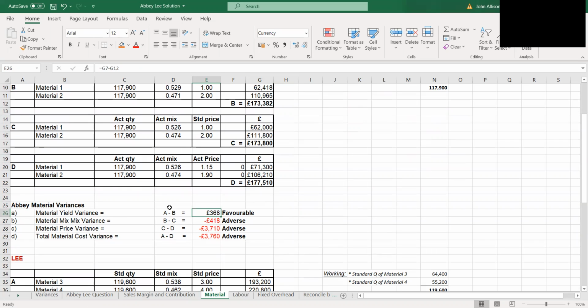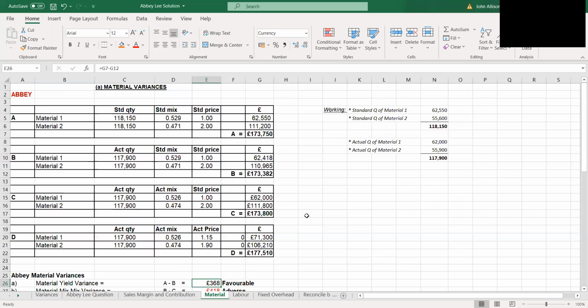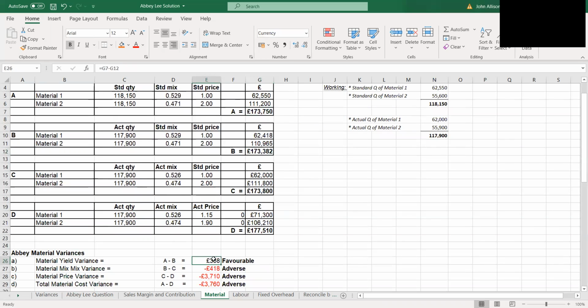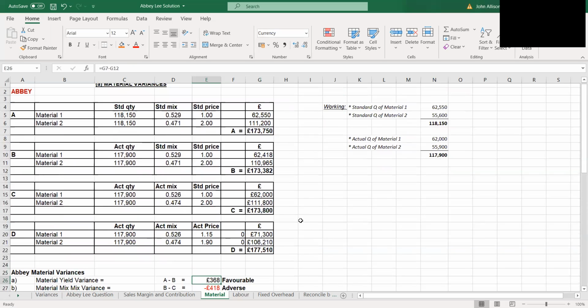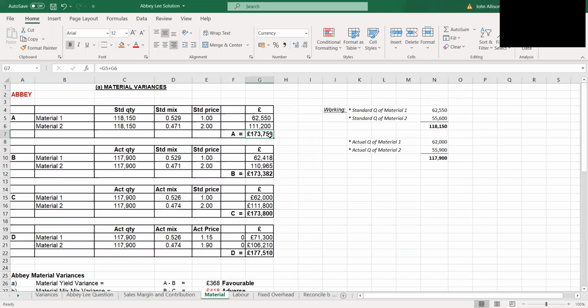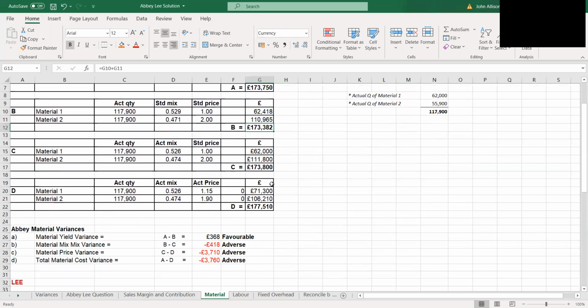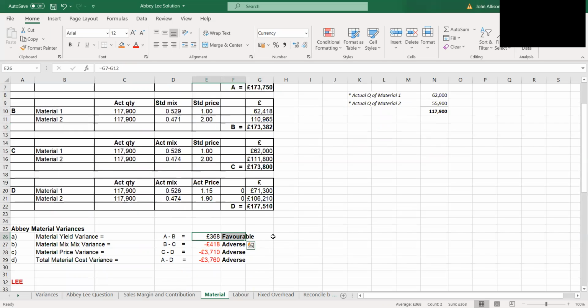Originally, when we saw with sales, negatives were favourable, but in this case, if you look here, A minus B, for the yield variance, we've got A take away B, and it's given us a small favourable variance of 368. So that's 173,750 is what we budgeted for. It came in slightly less than that. So we expected to be this number. It came in at this number, slightly lower, so it was £368 less than we thought. In that case, it's a favourable variance.